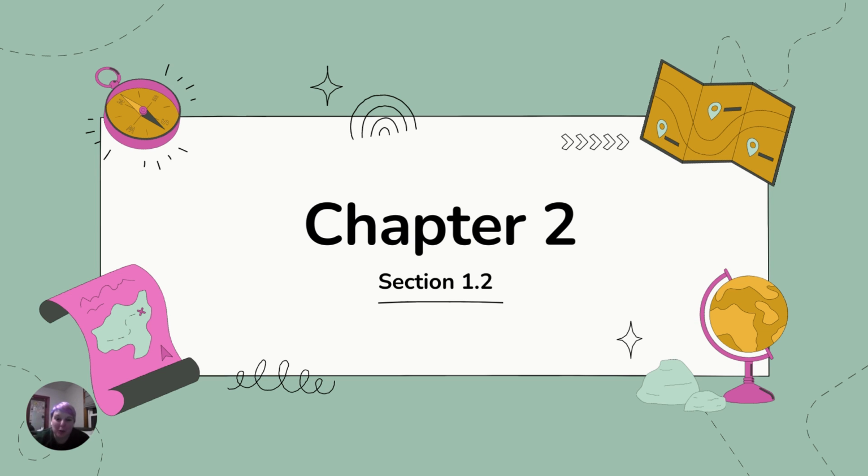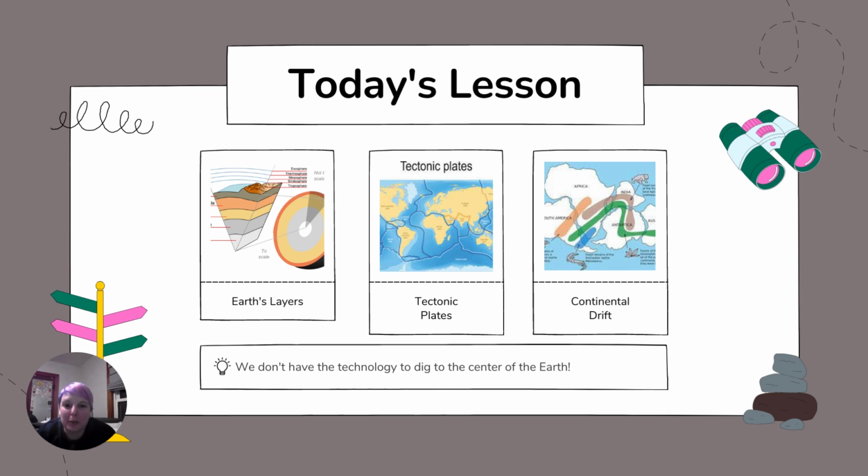Today we are looking at Chapter 2, Section 1.2, and we're going to be diving a little bit more into the Earth and what it's made of. The three big parts that we're going to look at today: we're going to talk about Earth's layers because the Earth, like an onion, has layers.